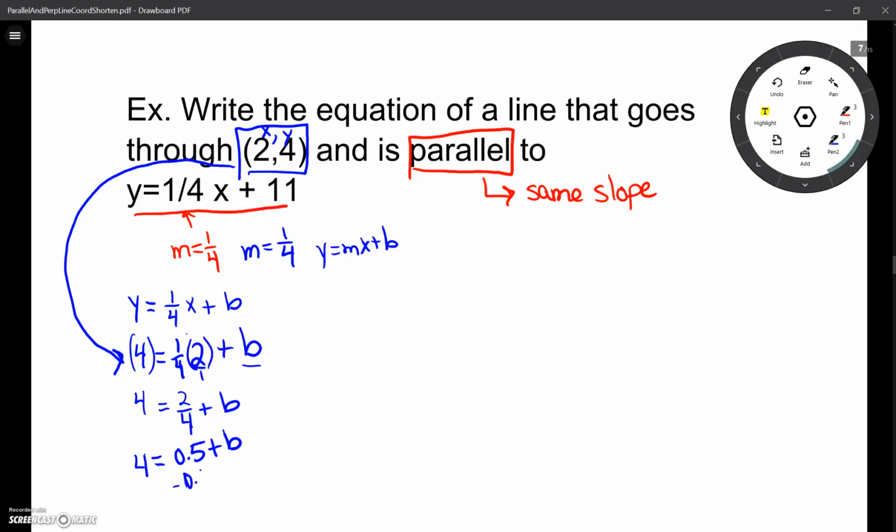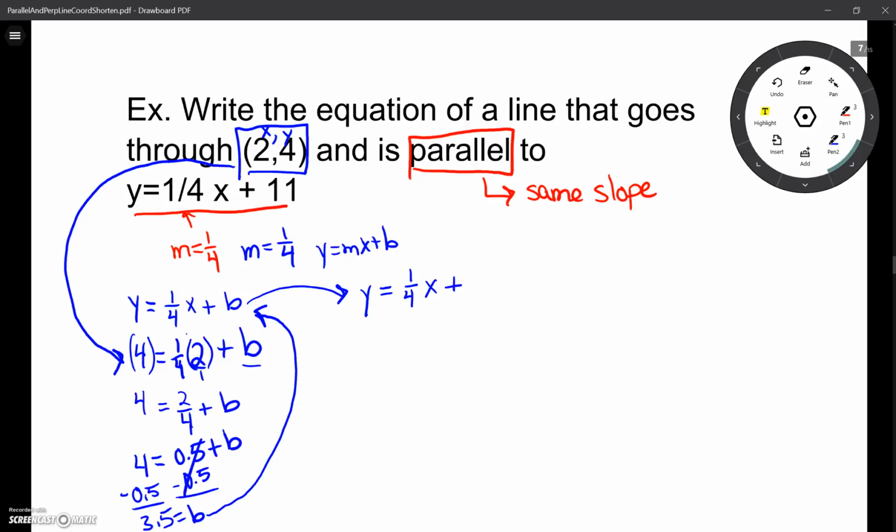And that's why I substituted an x and y earlier, so that my only variable would be that b. So now I'm going to subtract that 0.5 from both sides. This side cancels this side. I get 3.5 is equal to b. Now remember in the last example, now that we know b, we're going to take it and substitute it back into that original equation. So we should get y is equal to 1/4 x plus whatever my b value is, in this case, 3.5.